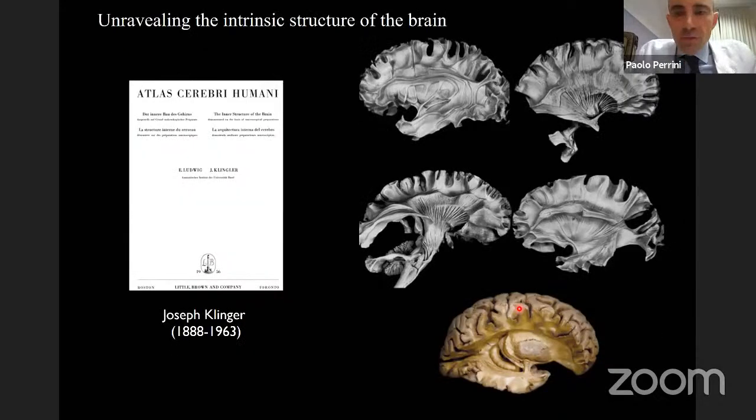So that is not enough to do an anatomically orientated approach. We need to know also the subcortical anatomy that was investigated deeply in the last century by Joseph Klingler, who wrote a very nice atlas, the Atlas of the Human Brain.